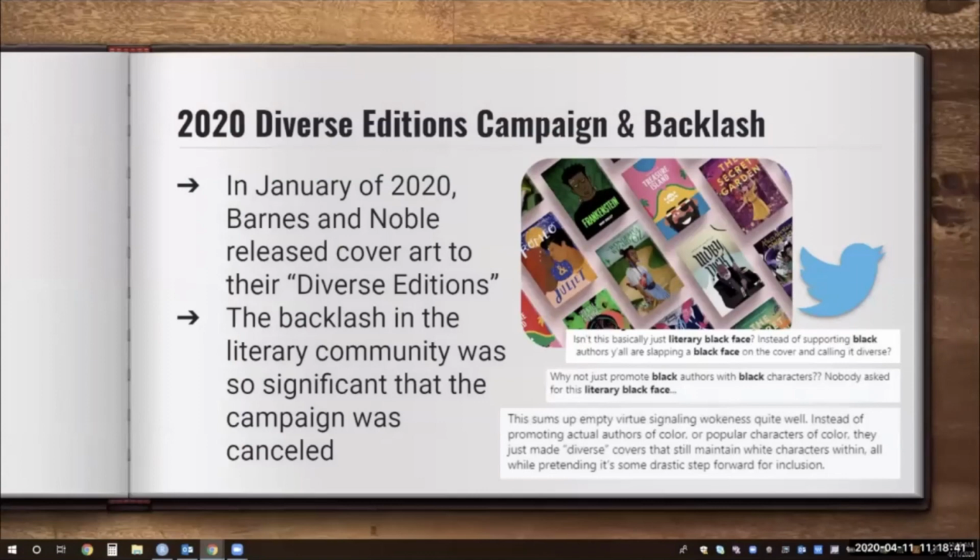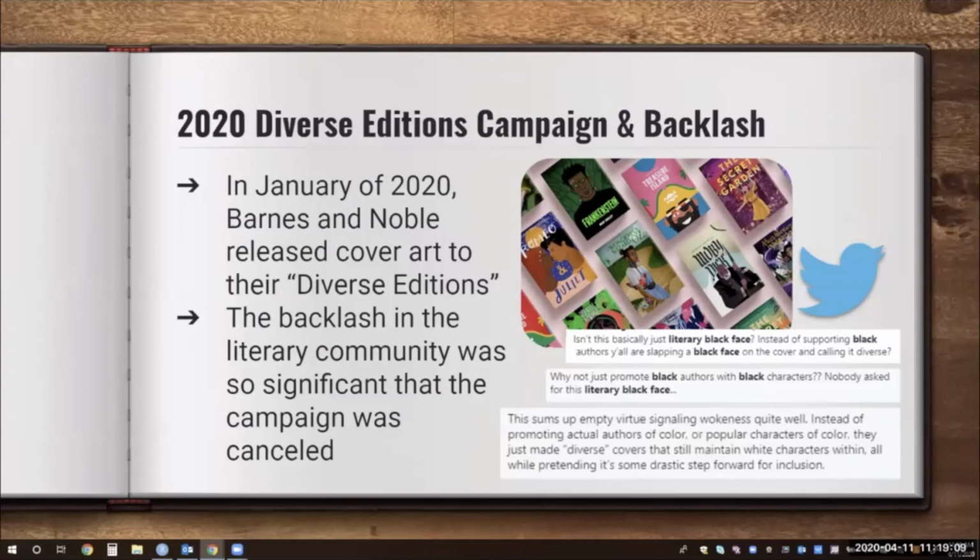The release of these classics comprised the same classic storylines, but this time with cover art showing racially diverse characters. Essentially, Barnes & Noble planned to recreate book covers with illustrations of Black versions of white main characters. Twitter, in response to this slated release, exploded. When the preview of the campaign was released via social media, outrage spread throughout the literary community.